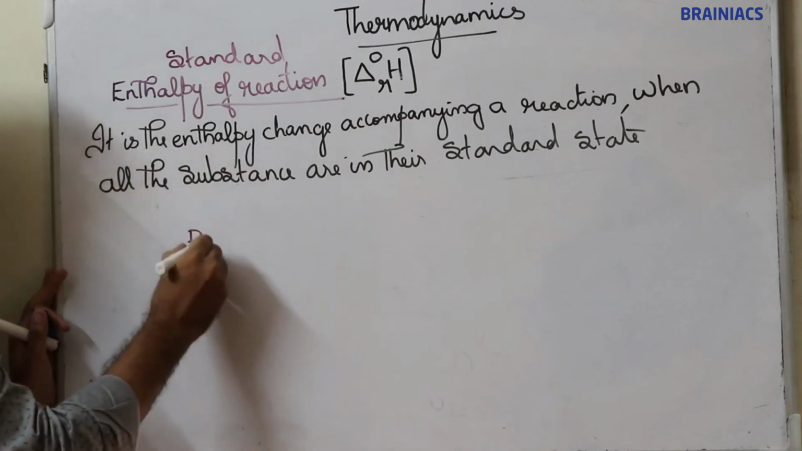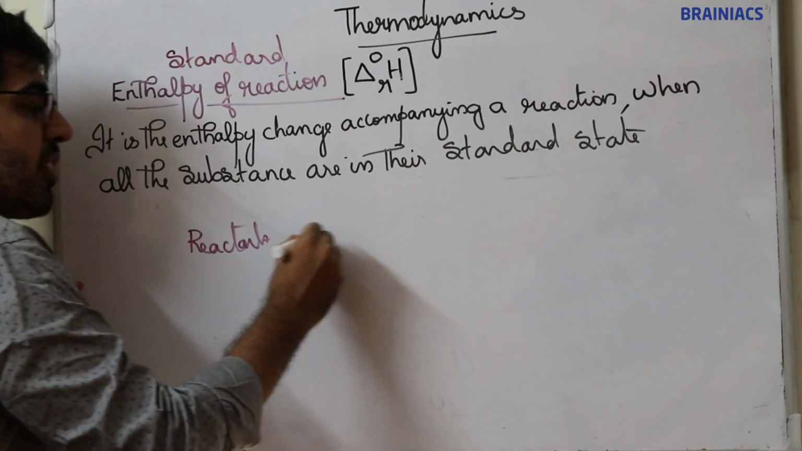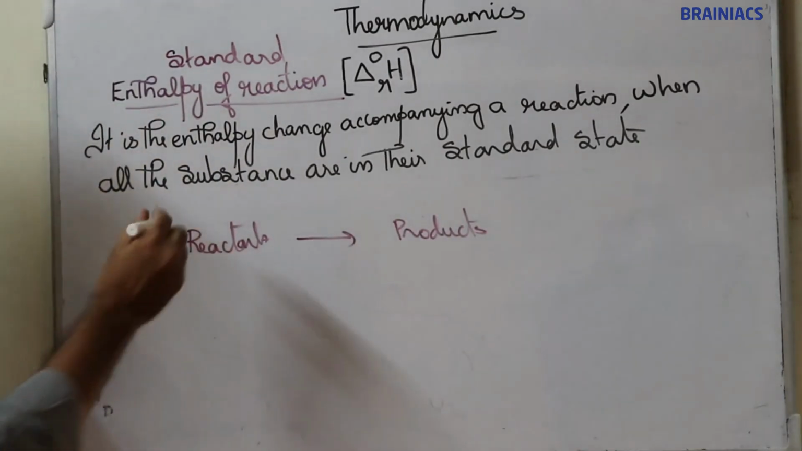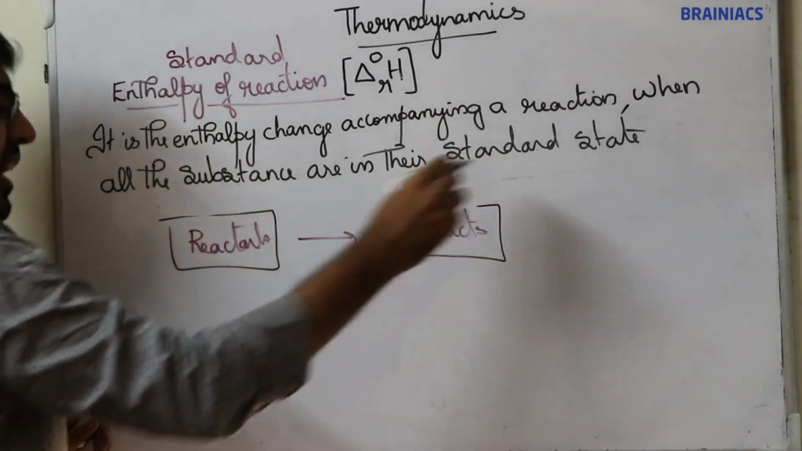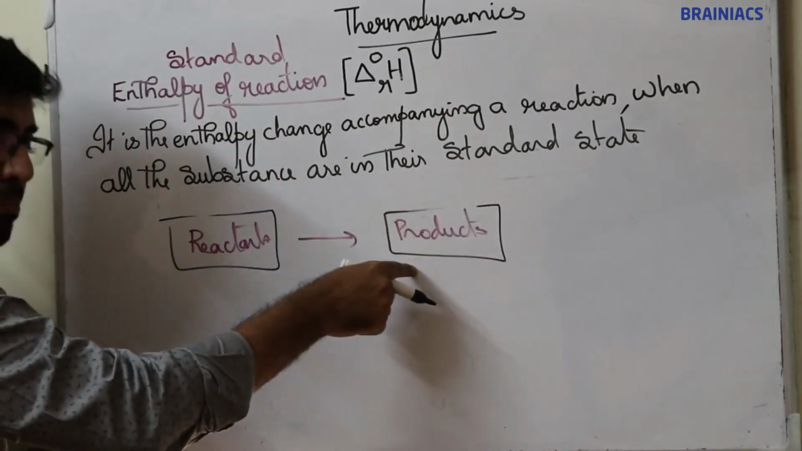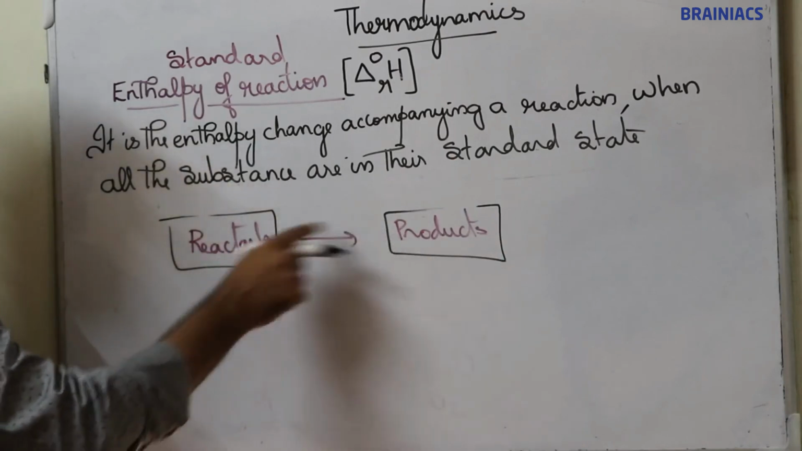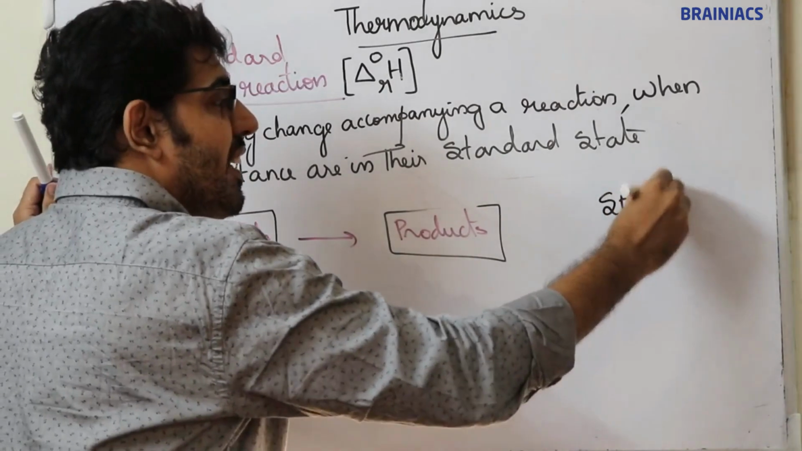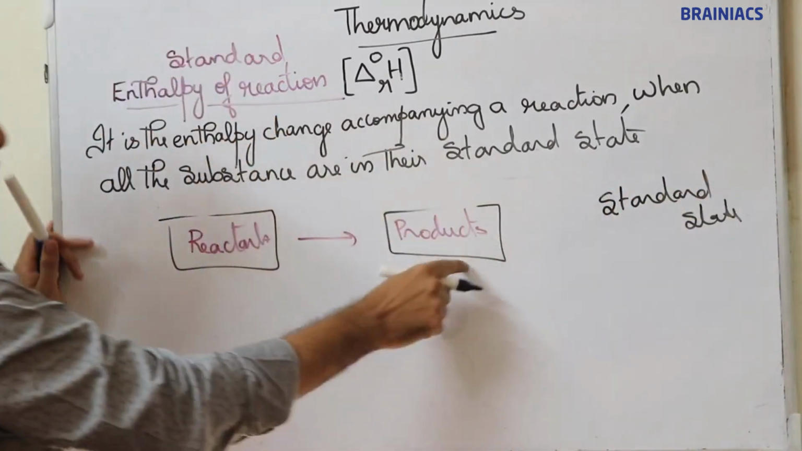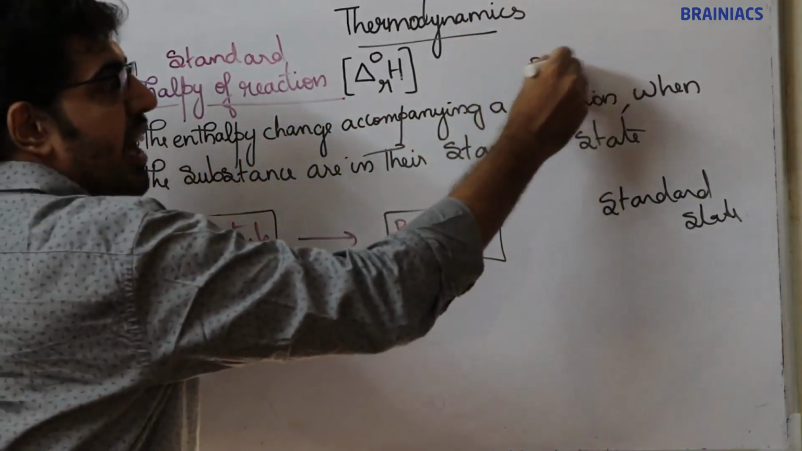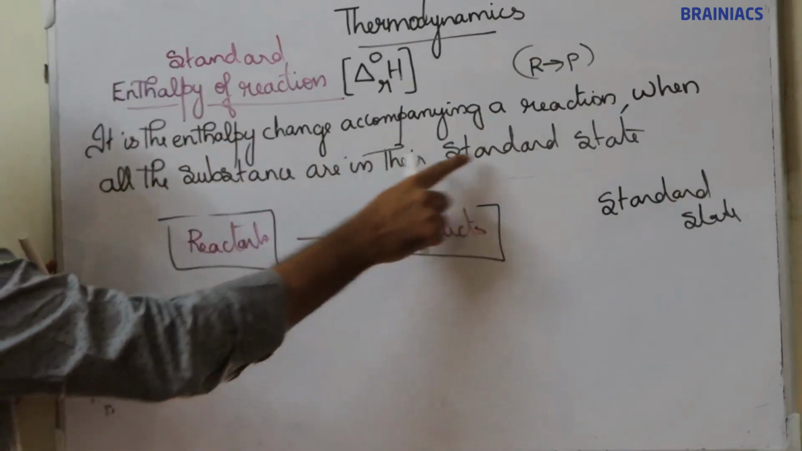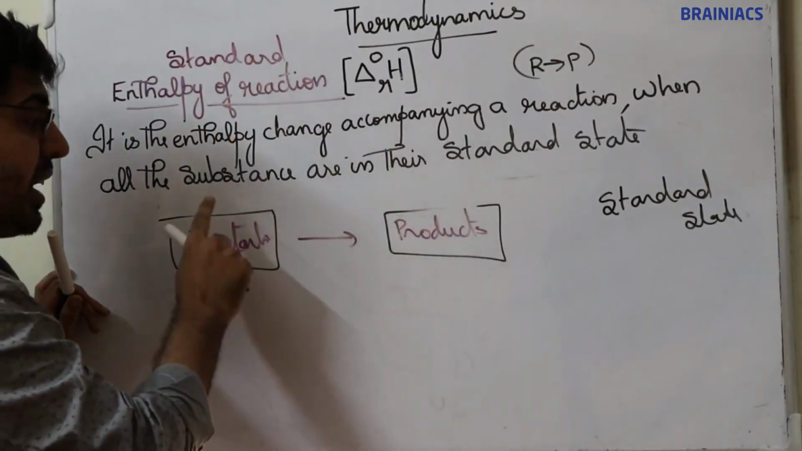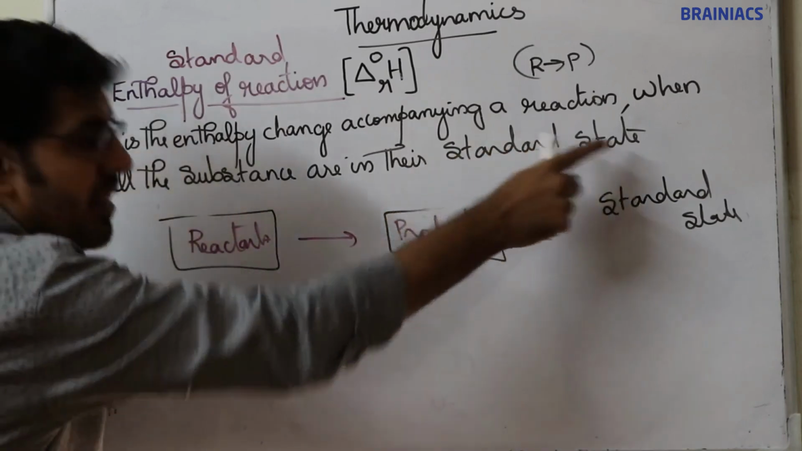So when reactants convert to product, if both the reactants and products are in their standard state, then the enthalpy change accompanying the reaction is known as standard enthalpy of reaction. Reaction means reactant converts to product. And here there is one condition: reactants and products are in their standard state.